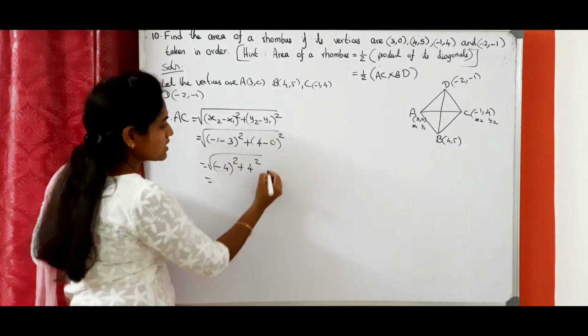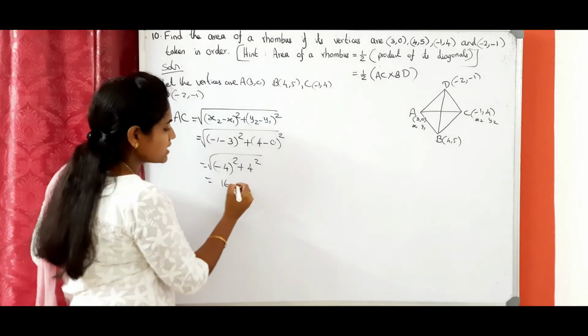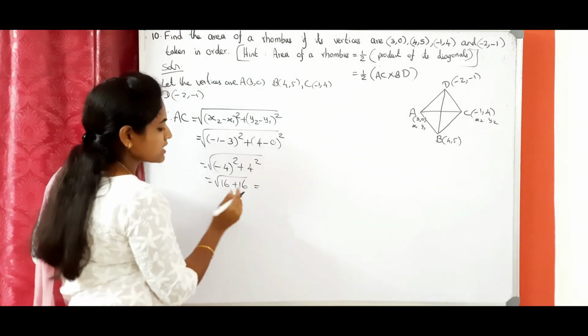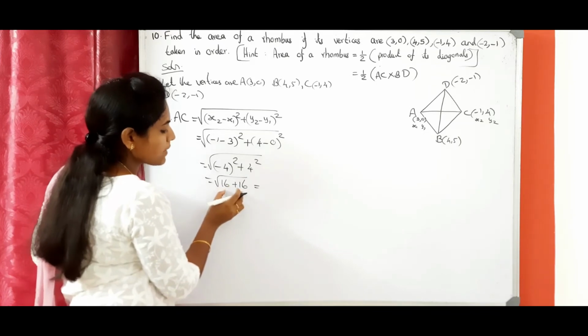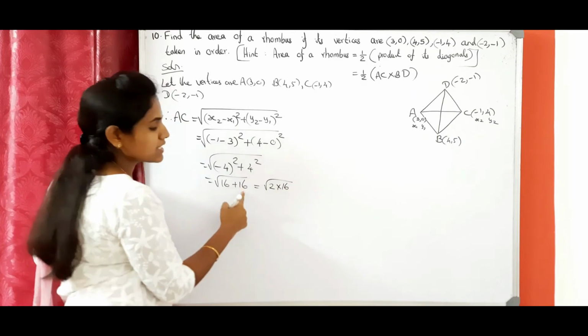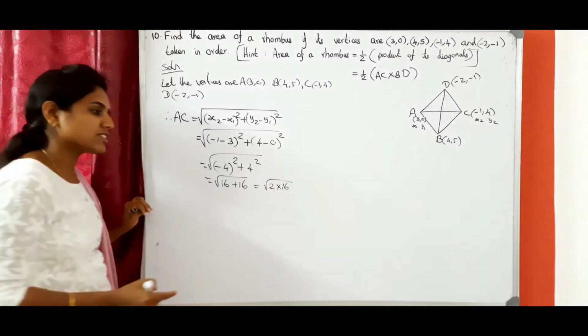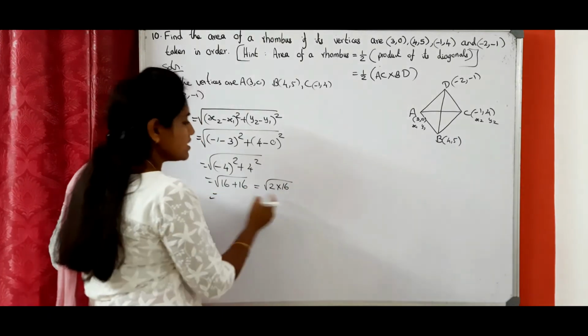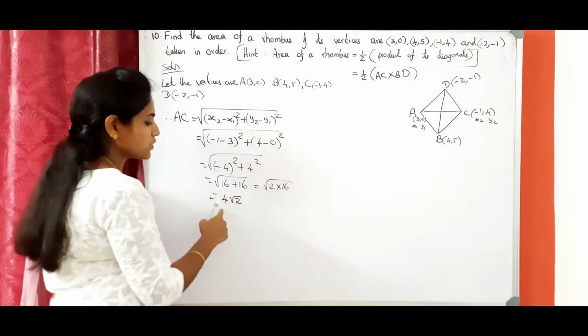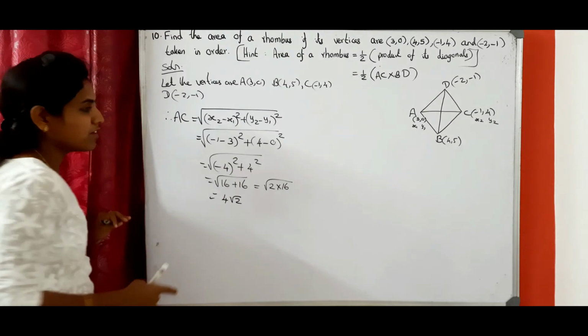Minus 4 square is 16, again 16. 16 plus 16. Sum of two same numbers we can write as 2 into 16. 16 plus 16 is also 32, and 2 into 16 is also 32. See here, root 16 value is 4. So remaining is root 2. 4 into root 2 is the value of AC.